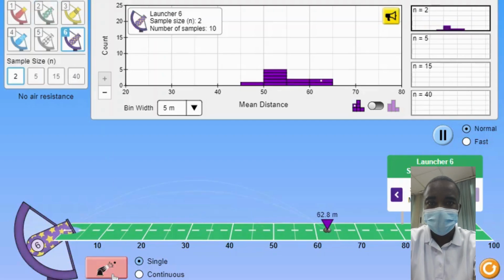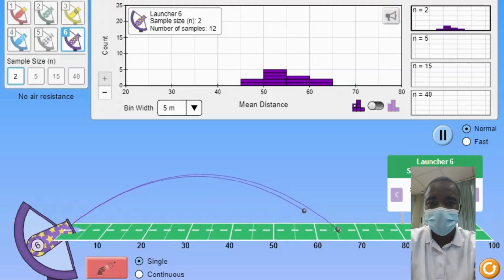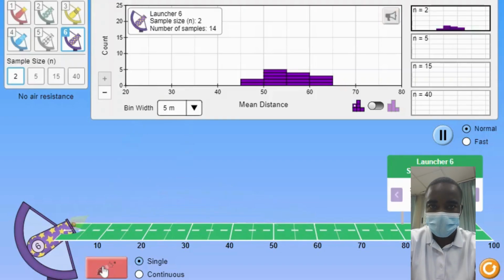The simulation introduces students to the process of data collection and analysis, which are essential skills in scientific research and many other fields. By collecting data on projectile landing points and analyzing the resulting distributions, students gain practical experience in data handling and interpretation. To implement the projectile sampling distribution simulation in the classroom, teachers can follow these steps.